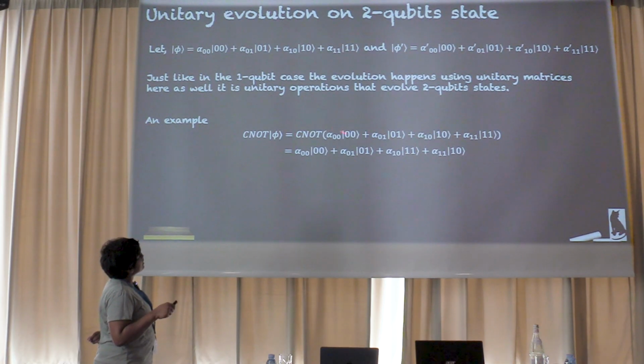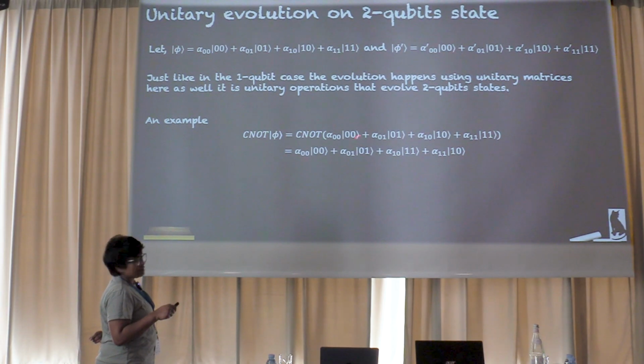So if my CNOT is acting on this state, it sees the first bit is 0, so it won't do anything here. Here it'll see the first bit is 0, it won't do anything here. But here, it sees the first bit is 1, so it flips the second bit. So now if you see, this new state has my amplitude alpha 1 0 instead of alpha 1 1. And similarly, when this CNOT is applied on this, it keeps this amplitude the same, but it flips this value because the first bit is a 1, so it makes it 0.